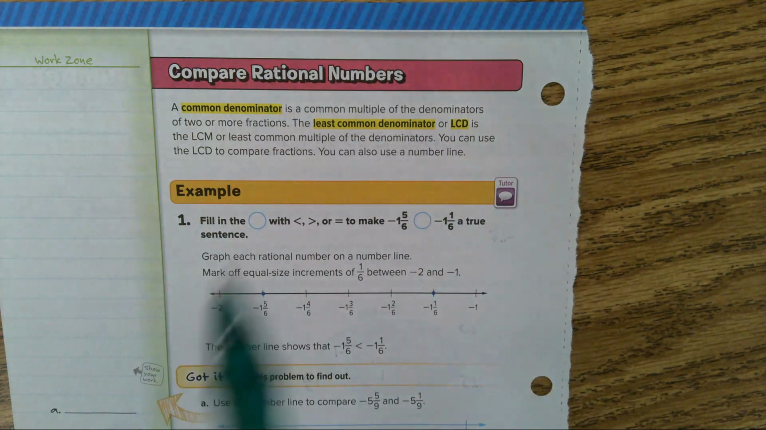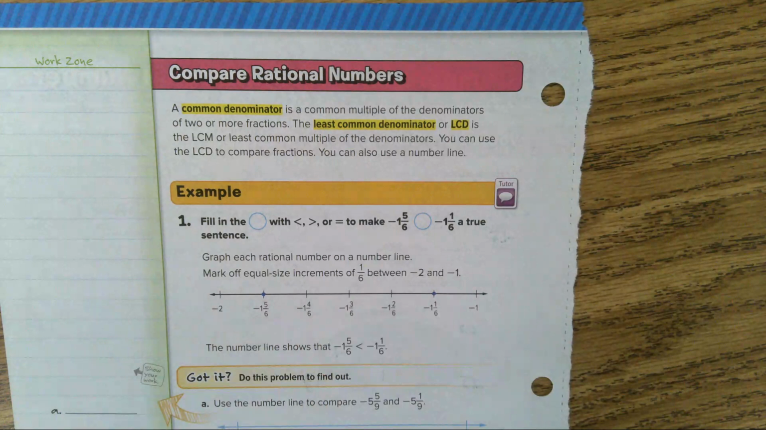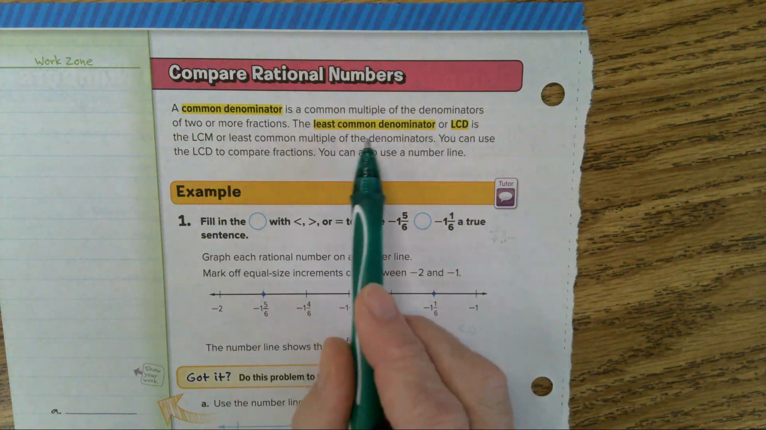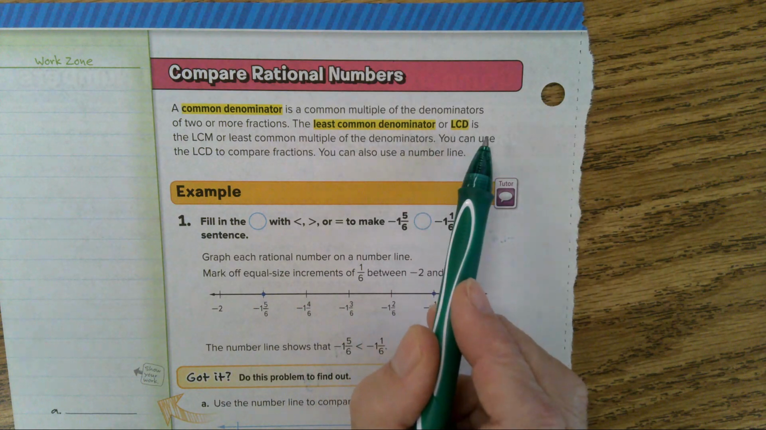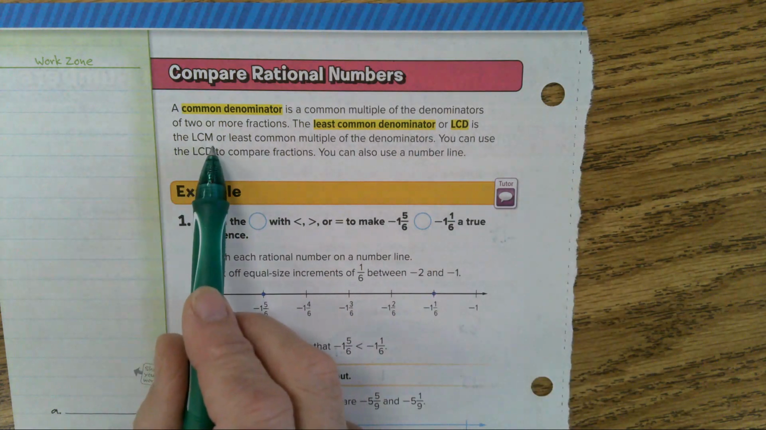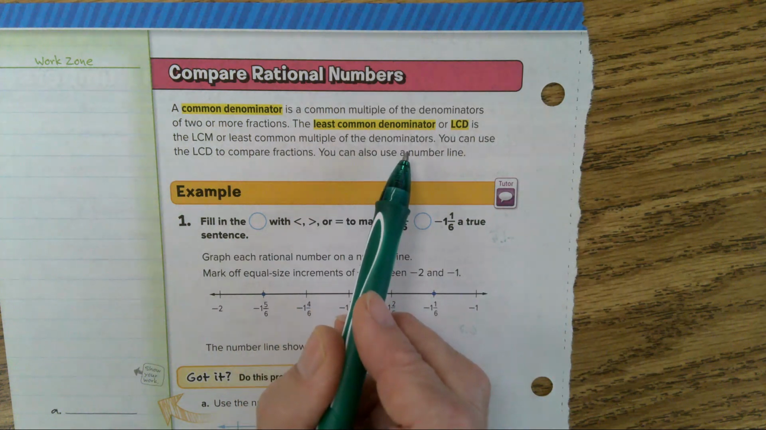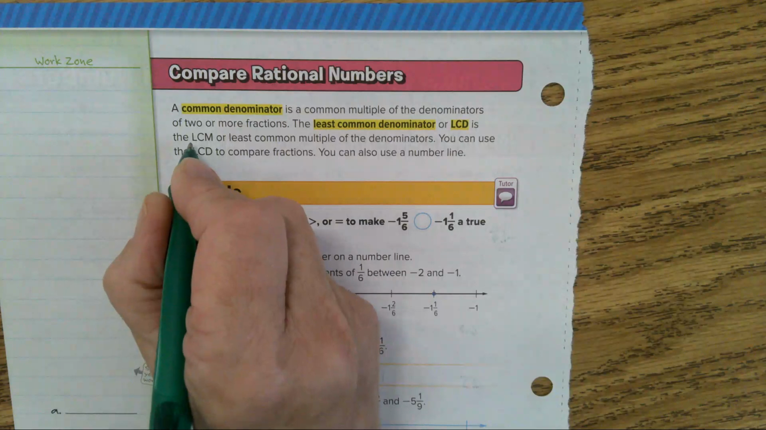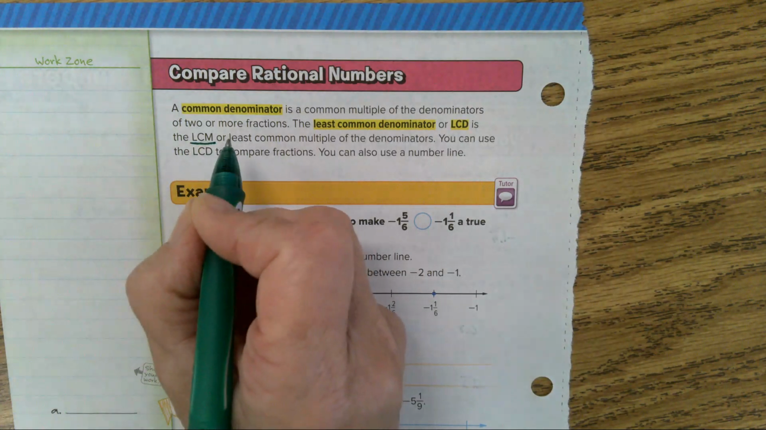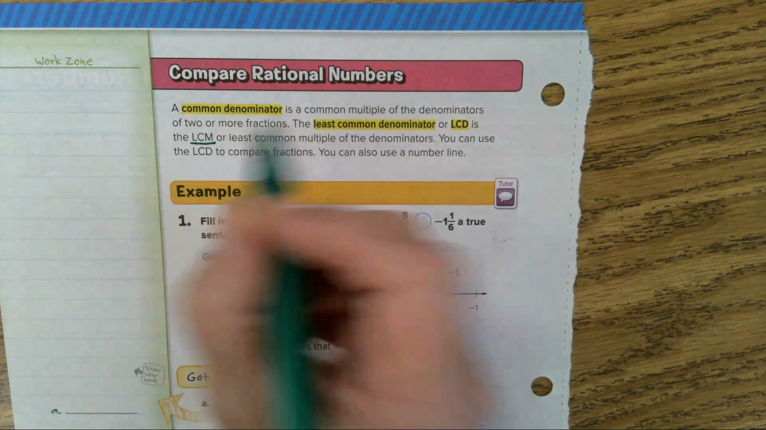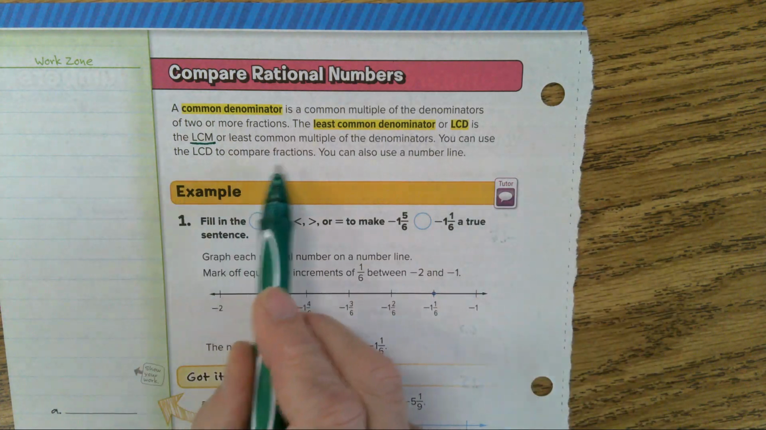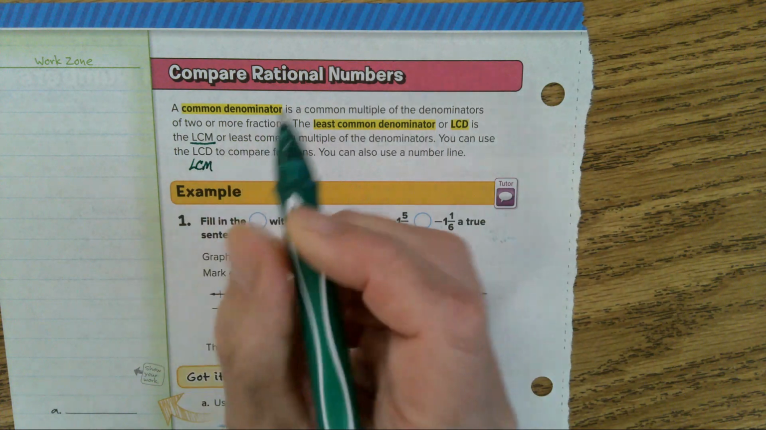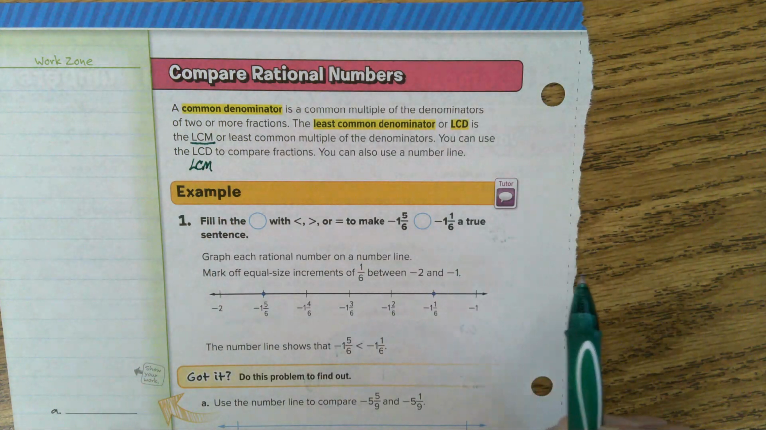A common denominator is a common multiple of the denominators of two or more fractions. The least common denominator, or LCD, is the LCM, or the least common multiple of the denominators. You're going to see the term LCM used more often than LCD. On the 6th grade I-Learn test, they will use the term LCM. You can use the LCD to compare fractions. Let's just say least common multiple is a better term to use. You can also use a number line.